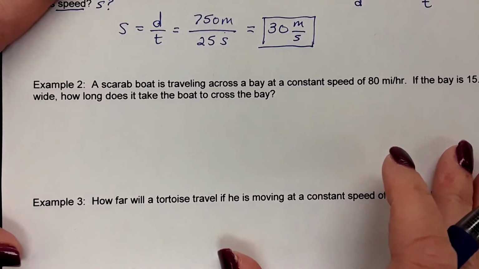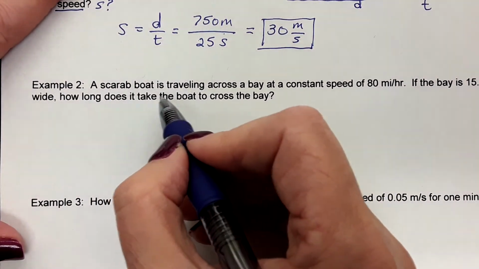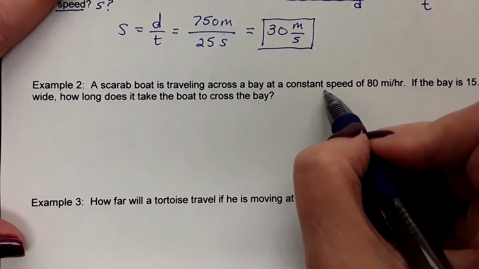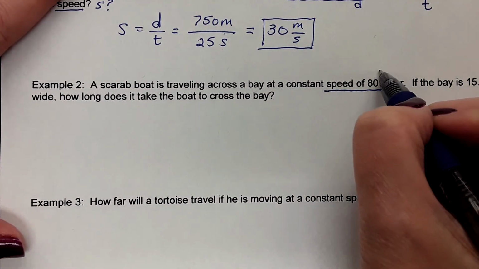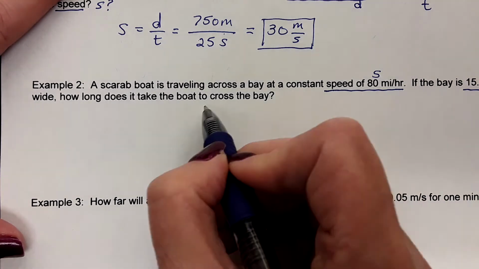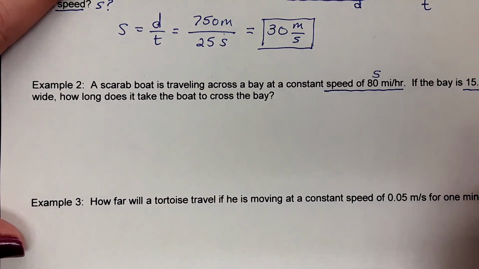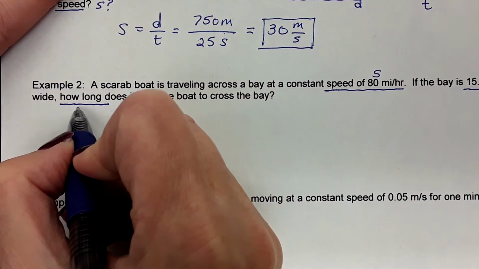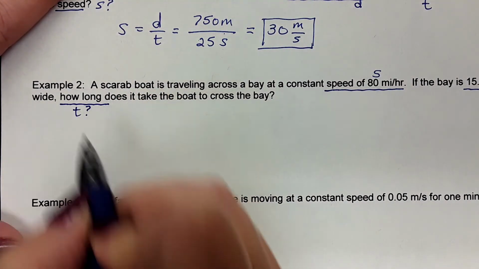All right, next, number 2. A boat is traveling across a bay at a constant speed of 80 miles an hour. Oh, look, we're given the speed. And it says the bay is 15.8 miles wide. And we wanted the boat to cross the bay, so that's the distance it's going to move. We want to know how long does it take. What is that? Well, they're asking for the time.